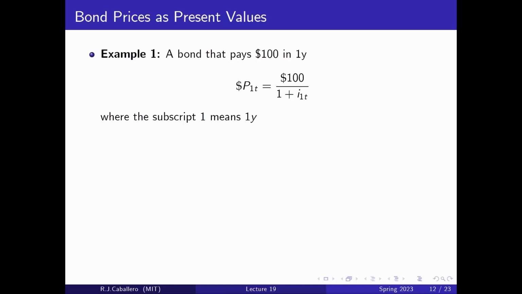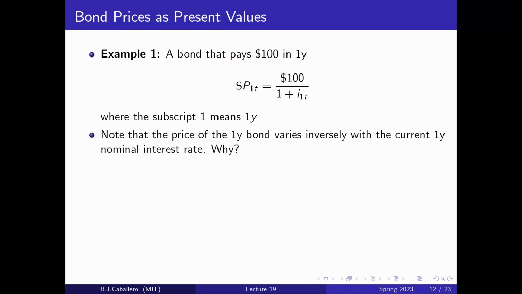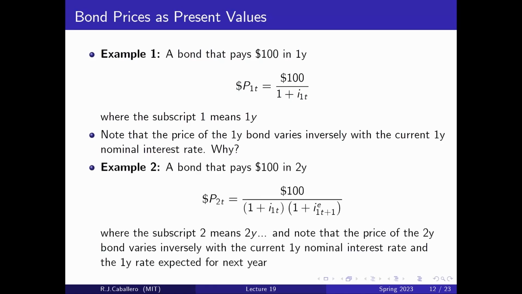So we give some examples. There's a bond that pays nothing now but pays 100 1 year from now, and its price is the discounted value of 100, 1 year, divided by 1 plus the 1 year interest rate at time t. A bond that pays nothing for 2 years, and then after 2 years pays $100, the price of that bond is 100 discounted by that, okay?